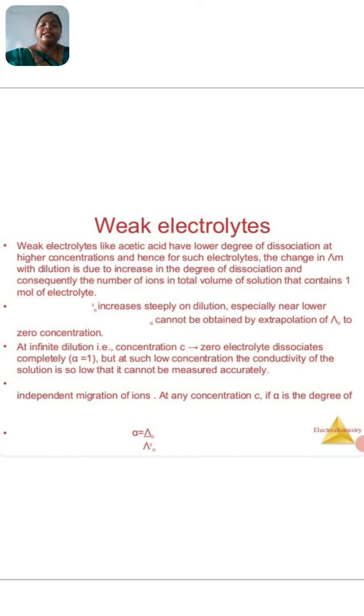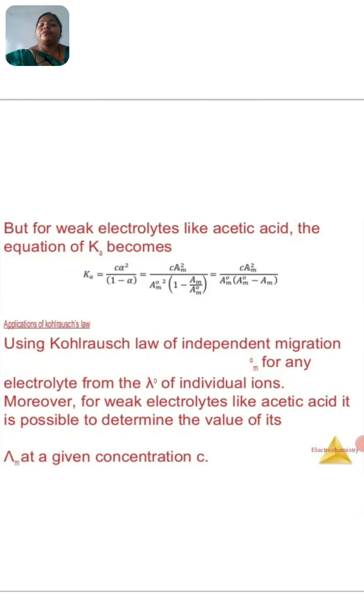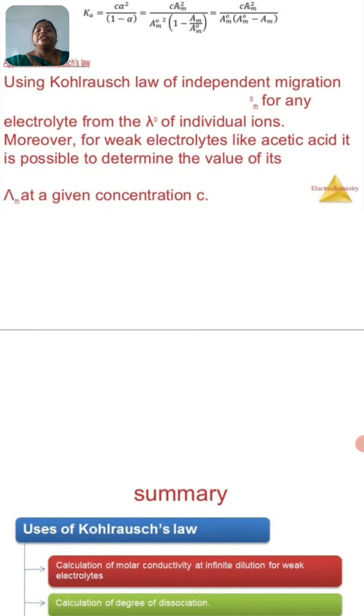Independent migration of the ions: at any concentration C, if alpha is the degree of dissociation, alpha is equal to lambda m over lambda 0 m. We have shown this here. But for weak electrolytes like acetic acid, the equation of K becomes Ka is equal to C alpha squared upon 1 minus alpha, which is equal to C lambda m squared upon lambda 0 m times (lambda 0 m minus lambda m), using Kohlrausch's law of independent migration of ions for any electrolyte from the lambda 0 of the individual ions.